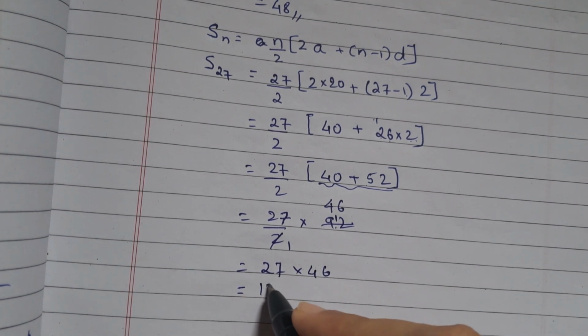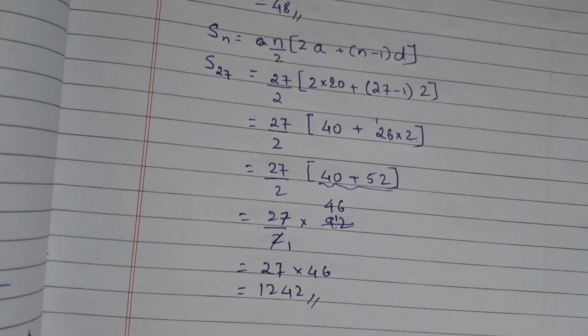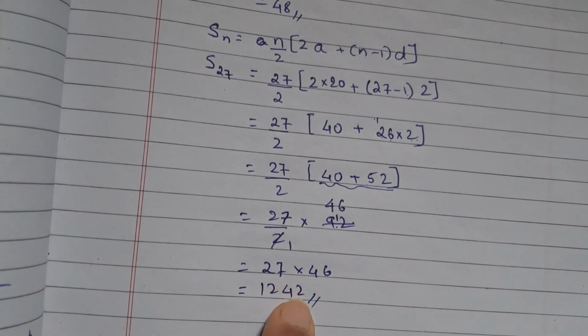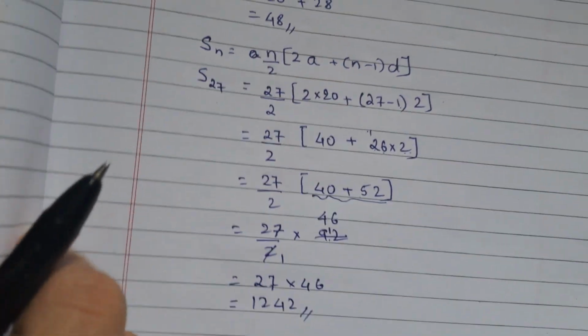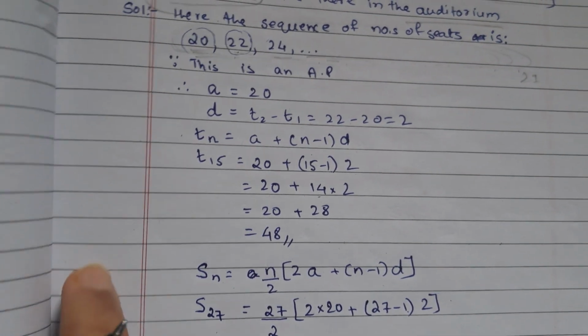You have it right. It is 1242. So what is this 1242? It is the sum of all the 27 rows' seats. Okay, so we have the answer for both.